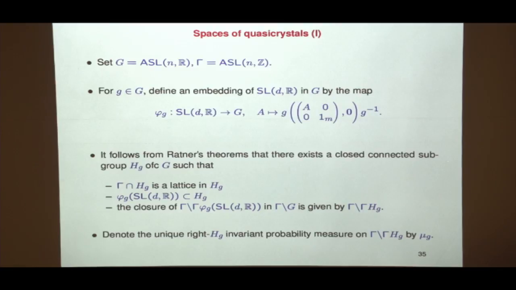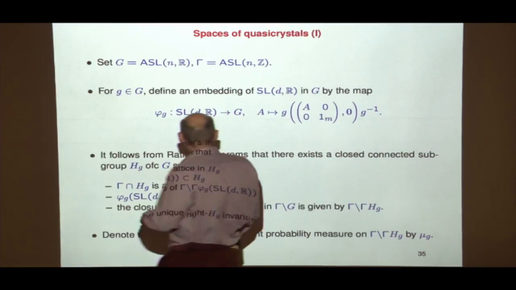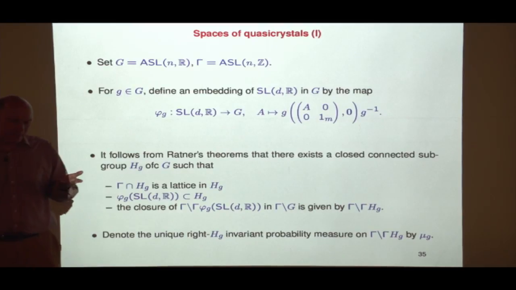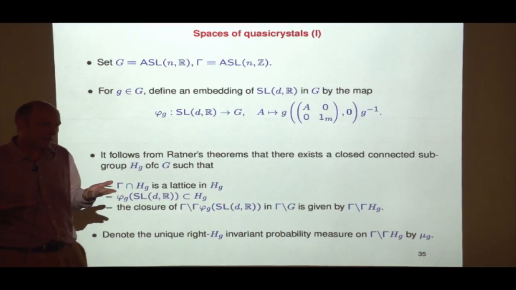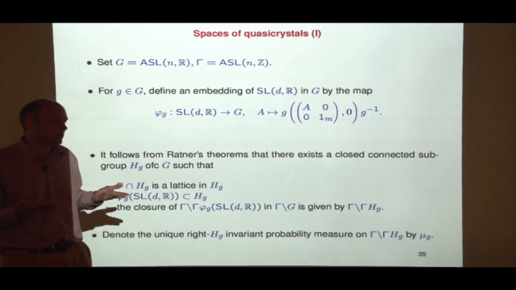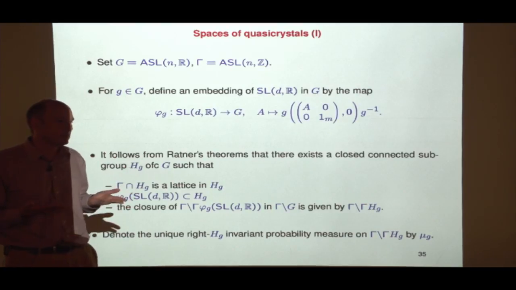Now, in analogy with the space of lattices, we now call this the space of quasicrystals in the following vein. Remember, what did we do before? We had our lattice, and then we were deforming it by linear transformations. So now we want to do the same thing. We take our quasicrystal and we apply SL(d,R) to it.